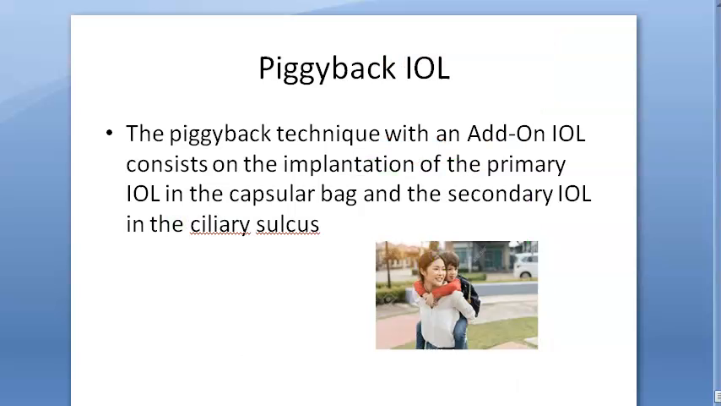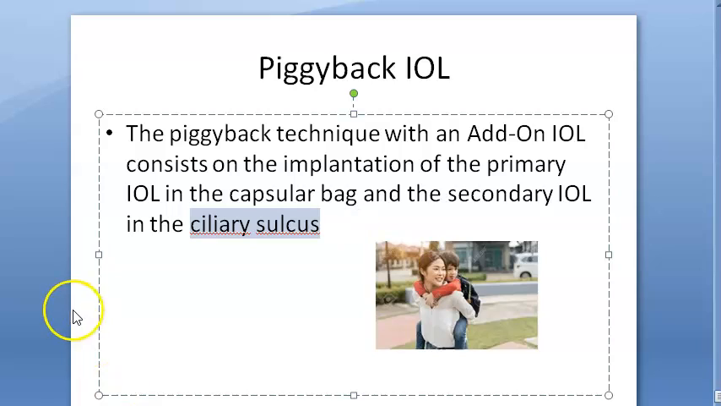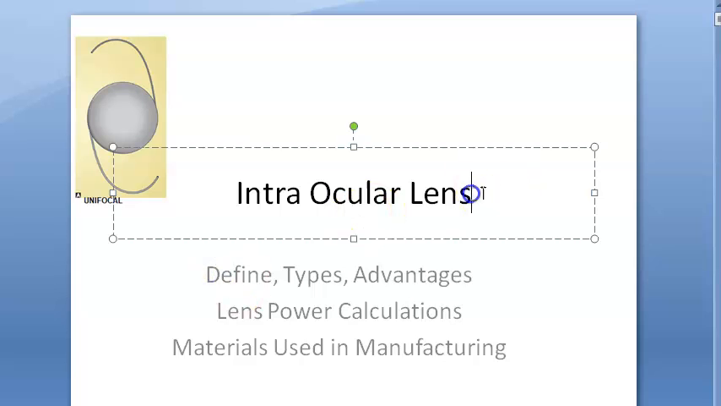Really the last slide, guys. Piggyback IOL. Add-on IOL. Okay. One IOL will be in the capsular bag and the other will be in the ciliary sulcus. Let us take a quick recap of this video on intraocular lens or IOL.